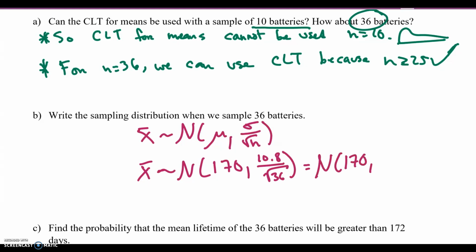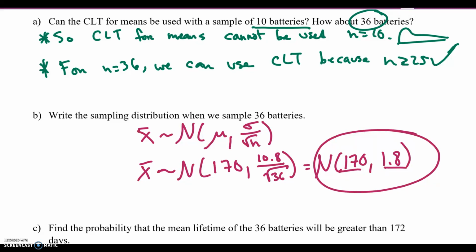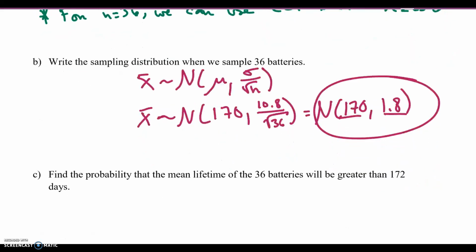So the mean is now 170 days. I'm going to plug the standard deviation over, so 10.8 divided by the square root of 36. That's going to give me 1.8. That's what I got for that one, and that's all I want. I just want the sampling distribution. This is going to be 170, and this is going to be 1.8.